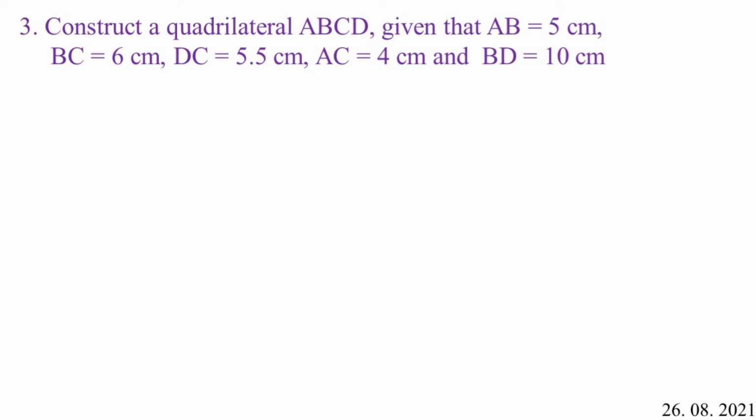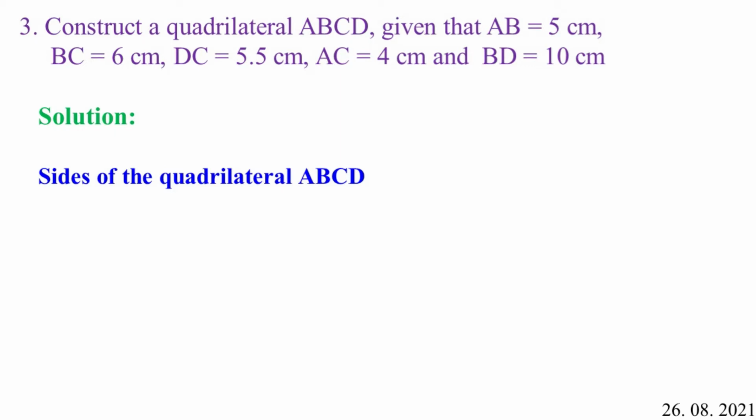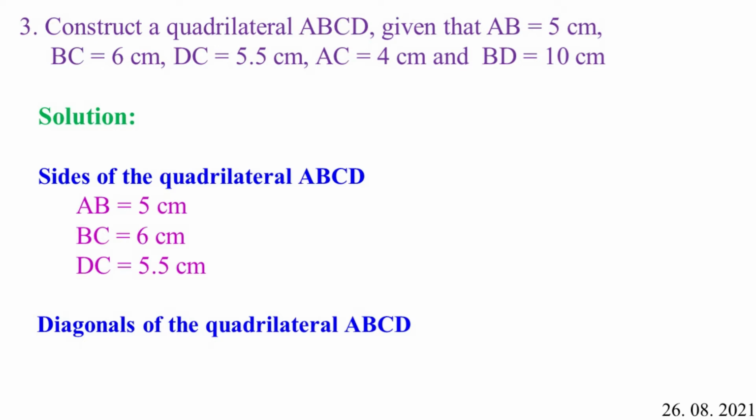Construct a quadrilateral ABCD given that AB equal 5 cm, BC equal 6 cm, DC equal 5.5 cm, AC equal 4 cm and BD equal 10 cm. First we have to write the given measurements. Sides of the quadrilateral ABCD: side AB 5 cm, side BC equal 6 cm, side DC equal 5.5 cm. Diagonals of the quadrilateral ABCD: diagonal AC equal 4 cm, diagonal BD equal 10 cm.